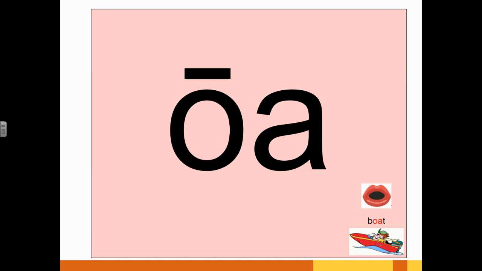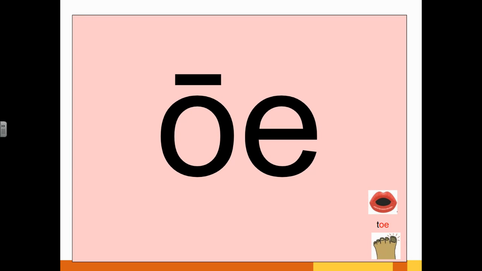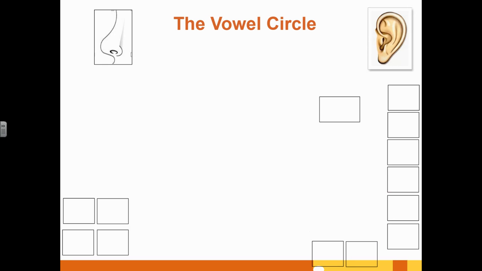We learned about the OA vowel team, making the long O sound like in boat. The long O sound is made in OW, like in bow. And the OE, making the long O sound, like in toe.